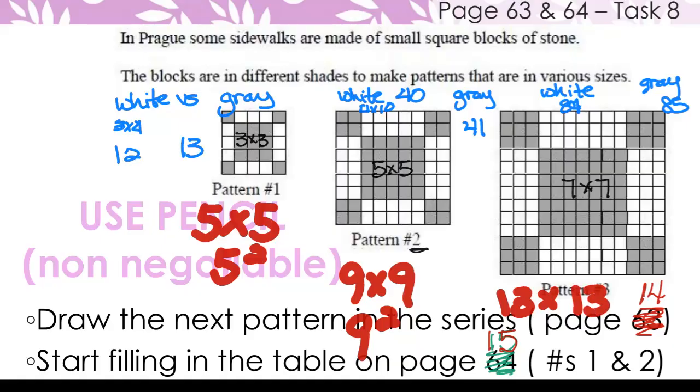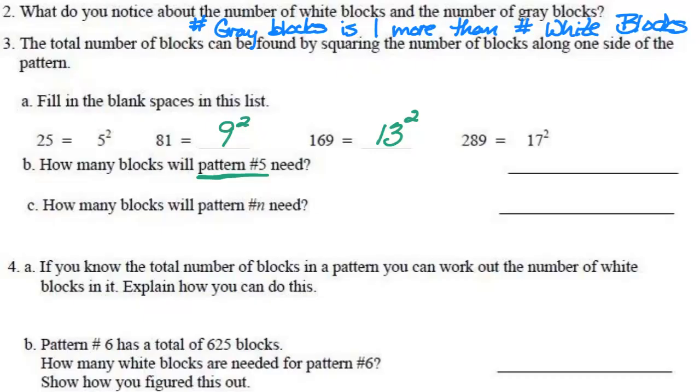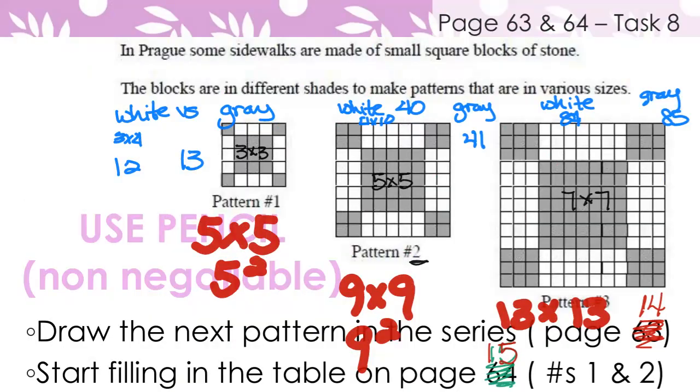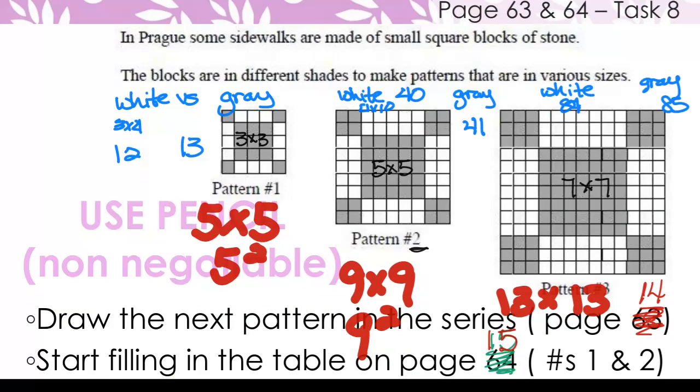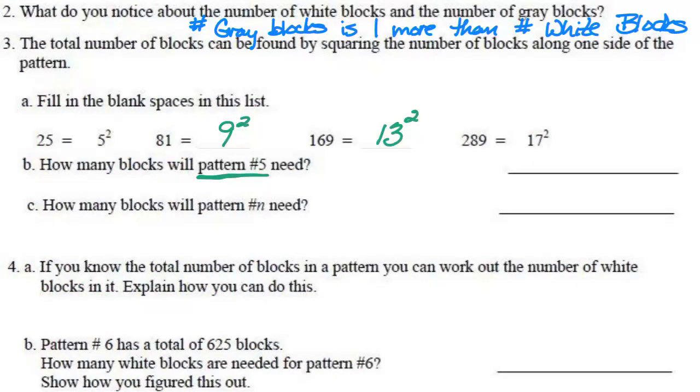Okay. And they want to know how many blocks pattern number 5 will need. So it's increasing by 4. So pattern 4 is a 17 by 17. Pattern 5 would be 21 by 21, right? That's what you said, right? 21 by 21, or 21 squared, which is... 400. 20 by 20 is 400.